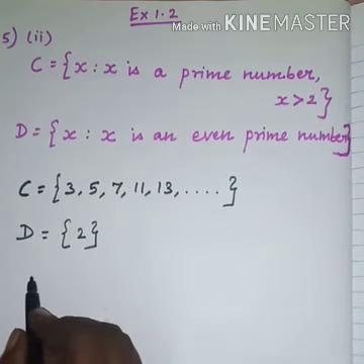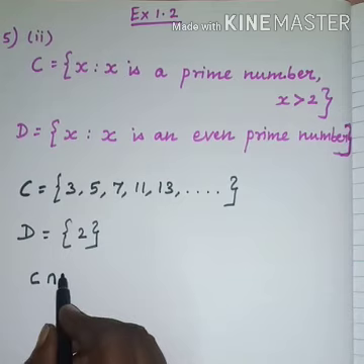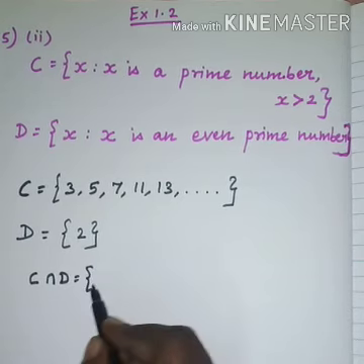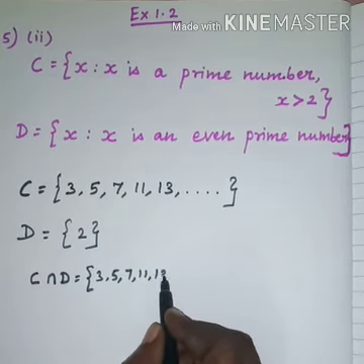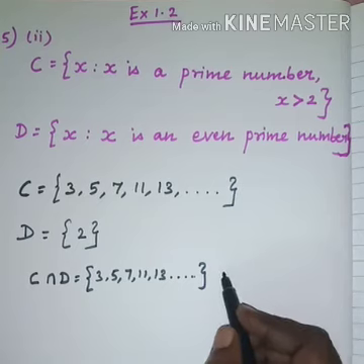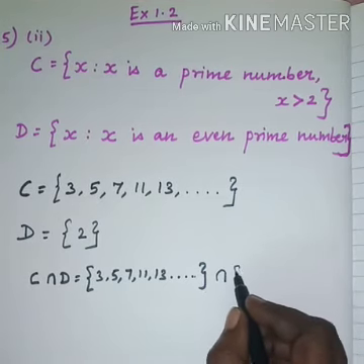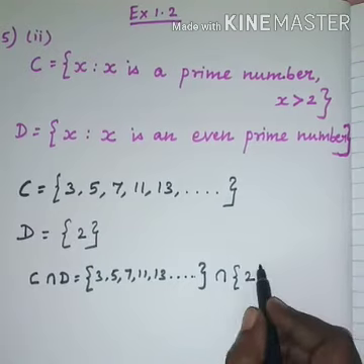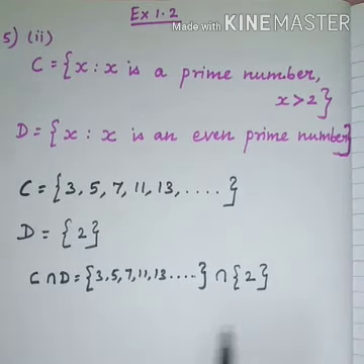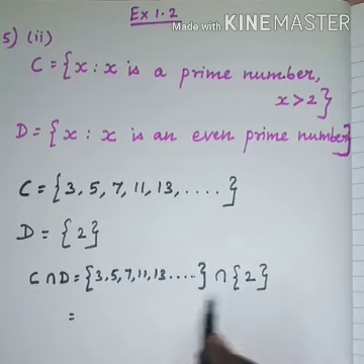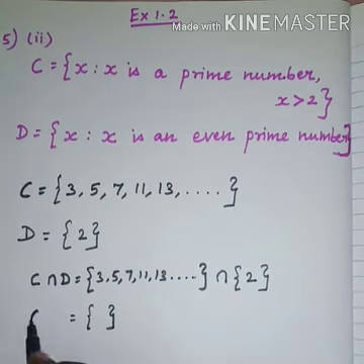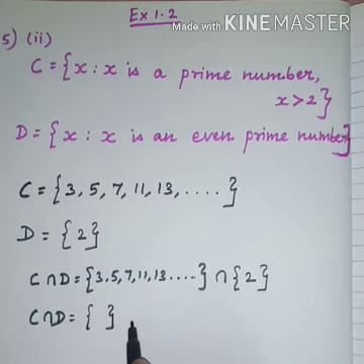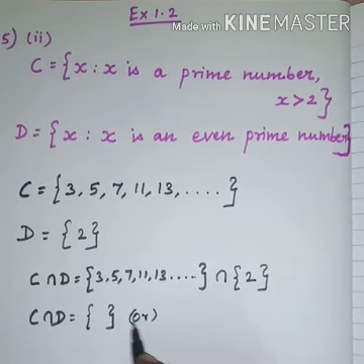Now we have to identify C intersection D. What are the elements in C? 3, 5, 7, 11, 13, etc. And the set D has only one element, 2. Now, what are the common elements in both C and D? There are no common elements in C and D. C intersection D is equal to the empty set or phi.